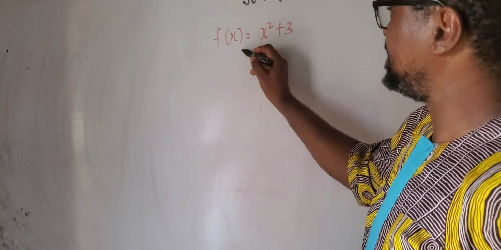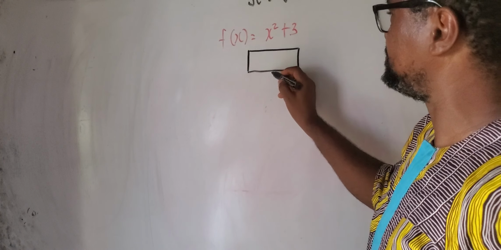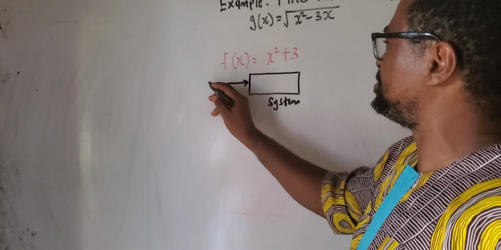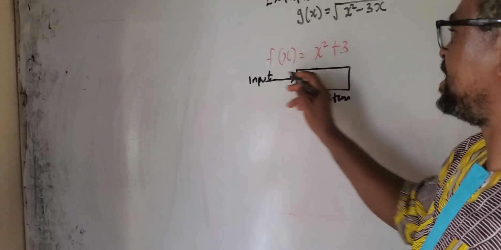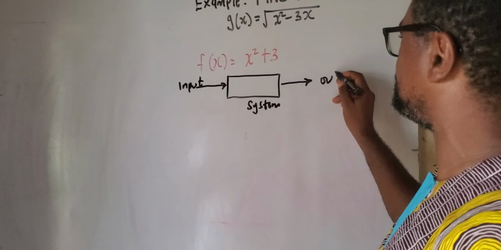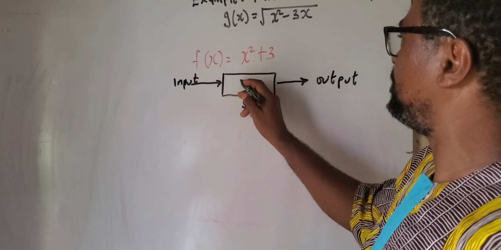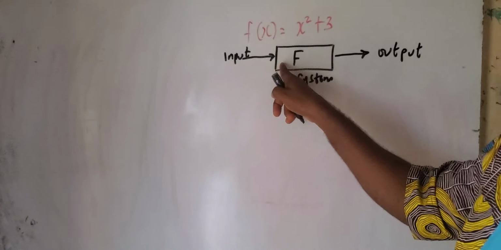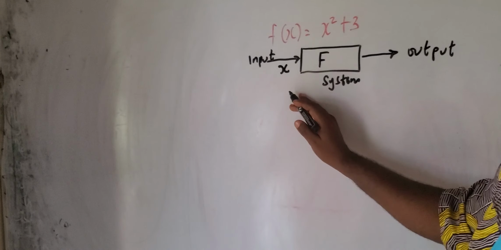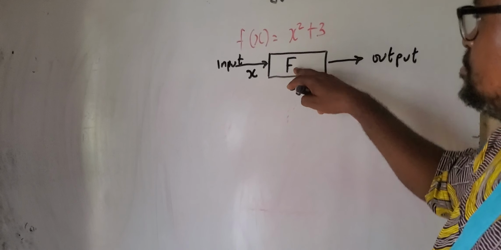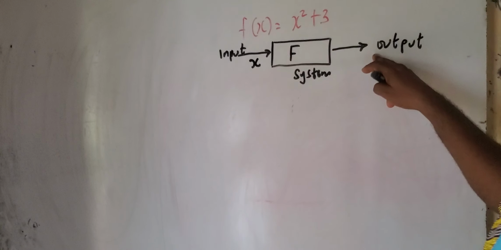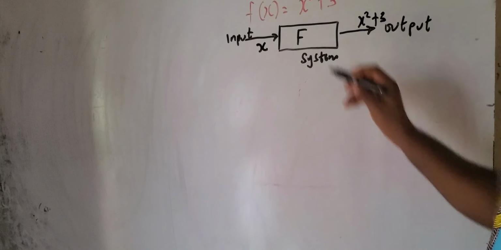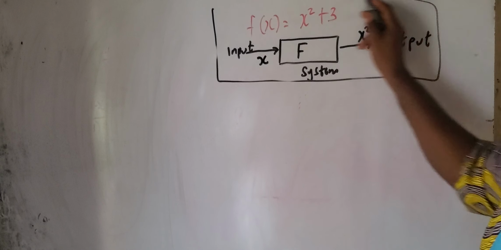For instance, let's say I have a system. This is my system. The system has inputs, and it also has outputs. So the process in this system is function f. The input is what you are putting inside this system. Let's say it's x. By the time this system works through this function f, the output is such that x is squared, then 3 is added. That's the meaning of this expression that we have here.